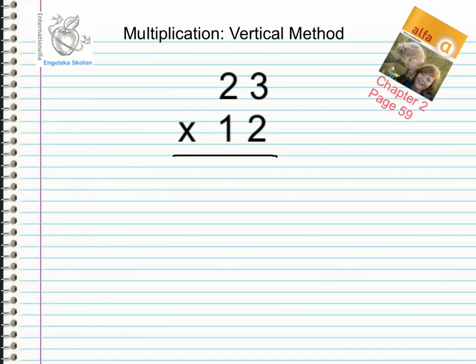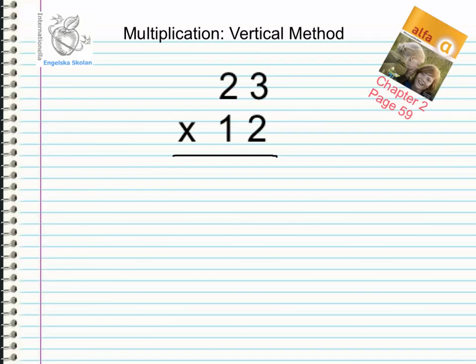First of all, we have to line our numbers up with the ones column and the tens column. These numbers here represent 3 and 2, whereas these numbers represent 20 and 10. It's very important that we recognize this. The first step when solving this problem will be to do the units first, the ones first.